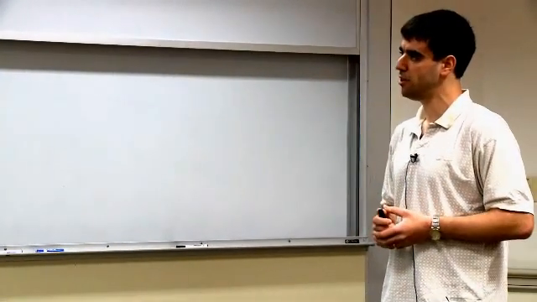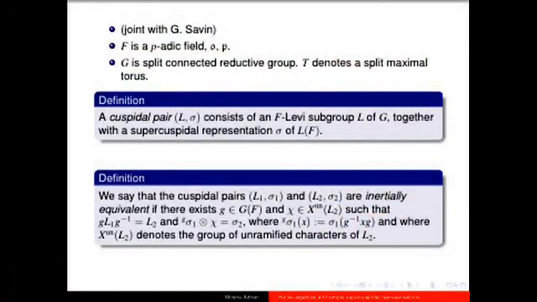So let F be a p-adic field, O the ring of integers, P the maximal ideal. And for now, I just want to take G to be a split connected reductive group. Let T be a split maximal torus. I just want to recall the definition of Bernstein component. And for that, we need the definition of cuspidal pair. So recall that a cuspidal pair is just the data of a Levi subgroup L and a supercuspidal representation of your Levi L.